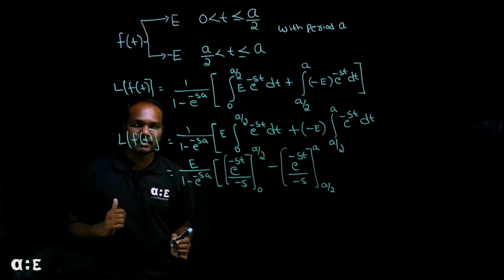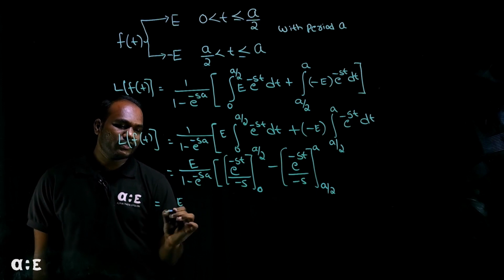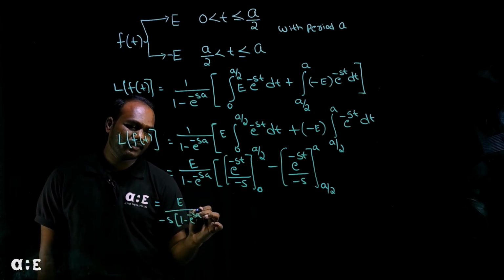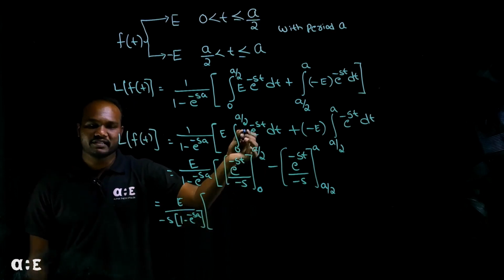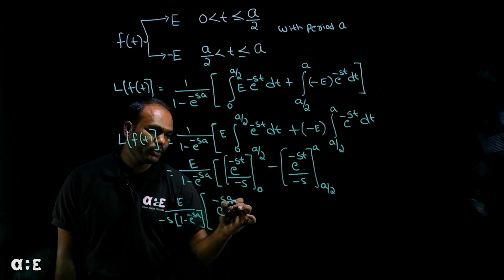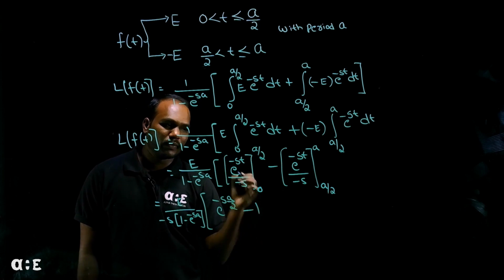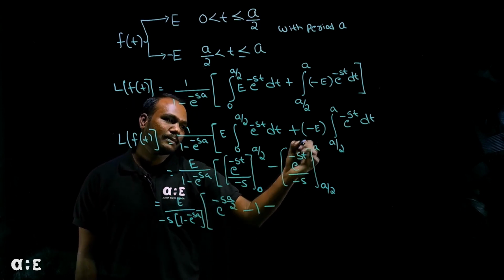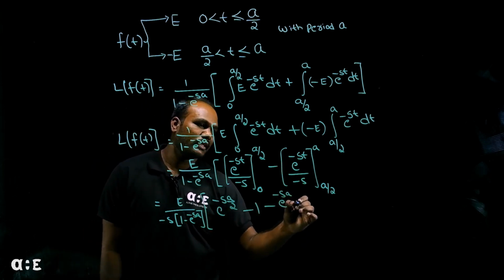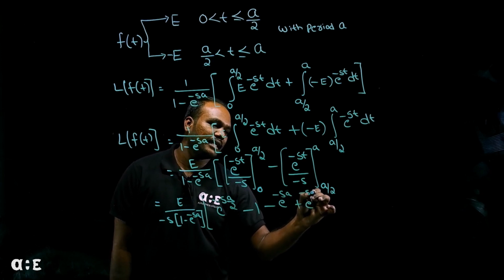So let's substitute all those limits into the question. So let's take minus s common. So we get e over minus s, and we have 1 minus e power minus sa here, right? So let's substitute the limits. If I substitute the limits, we get e power minus s a by 2, right? And this is the upper limit minus, what is the lower limit? 0. So I'll get 1 and minus. Let's substitute the upper limit. We get e power minus s into a, and let's substitute the lower limit. We'll get minus into minus, we'll get plus e power minus sa by 2.